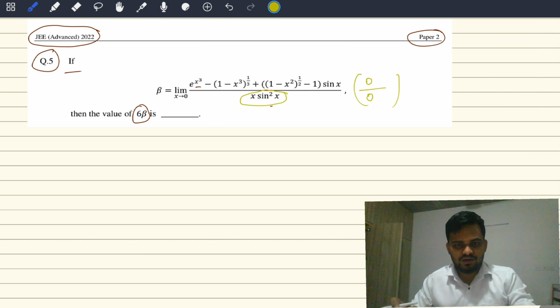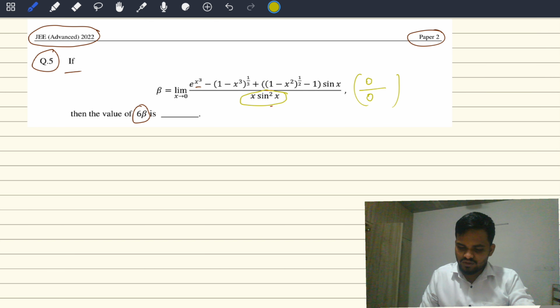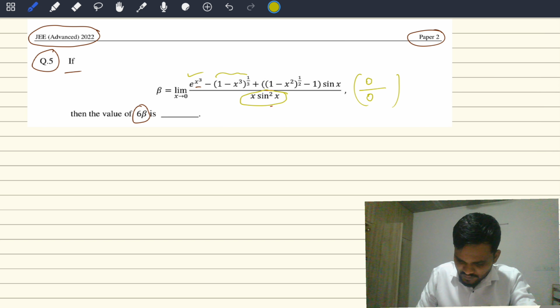So one method is to apply L'Hopital's rule. We can do it by L'Hopital's rule, but if we apply it once, you then need to apply the product rule here as well. So you need to apply it more than one time, right? It is a little bit lengthy and time consuming.